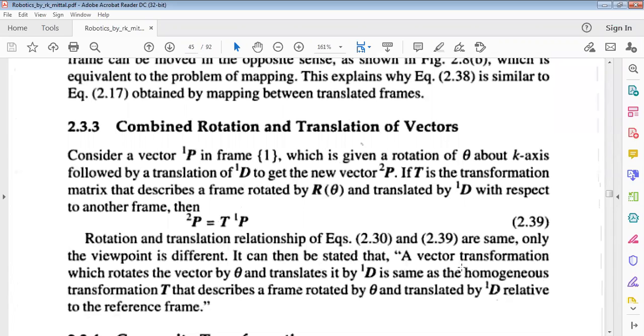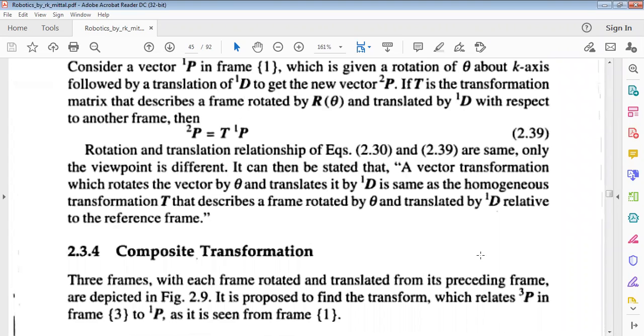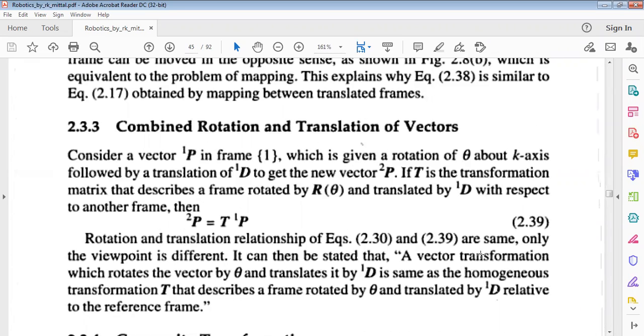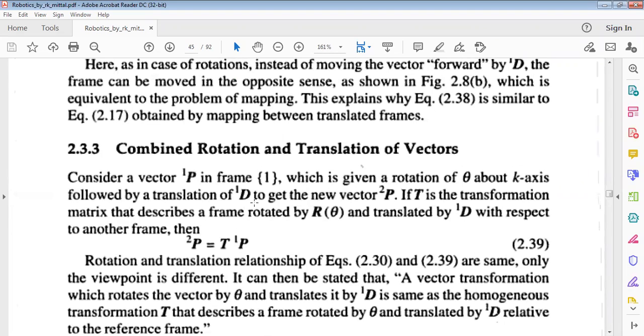So now, combined rotation and translation of vectors. Consider vector P as shown in the figure above, which is given a rotation of theta about the k-axis, followed by translation 1D to get the new vector 2P. If T is the transformation matrix that describes a frame rotated by R and translated by D with respect to another frame.